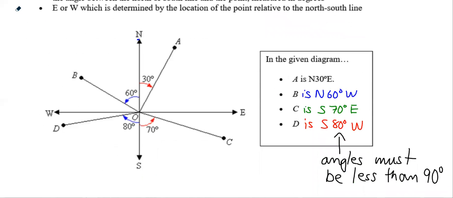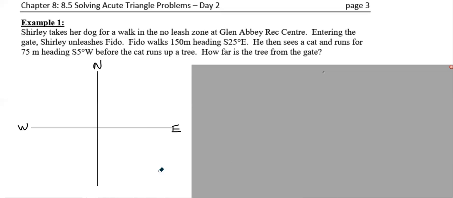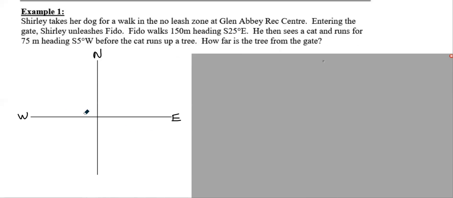Okay, so that's important to get through the language, because the word problems will contain a variety of different things to take a look at. And once you get past the diagrams, so it's the diagrams that are the biggest issues. If we can get the diagrams sorted out, then everything else should work out fine. So here's how you have to interpret things. So Shirley takes her dog for a walk in a no-leash zone, Glen Abbey Rec Center. Entering the gate, Shirley unleashes Fido. So if she unleashes Fido, then Fido is going to get released at some point, right?